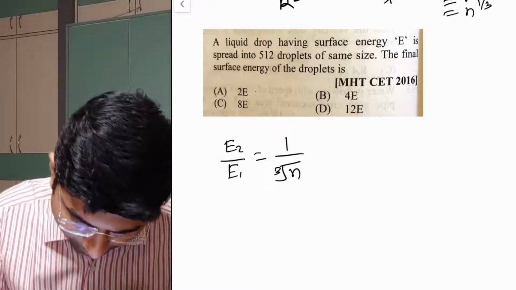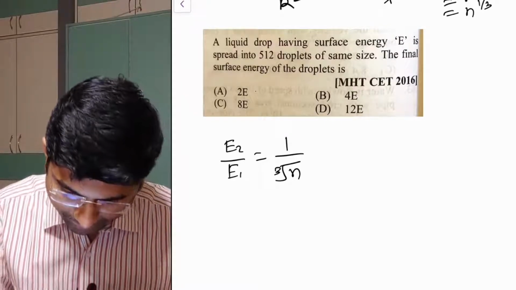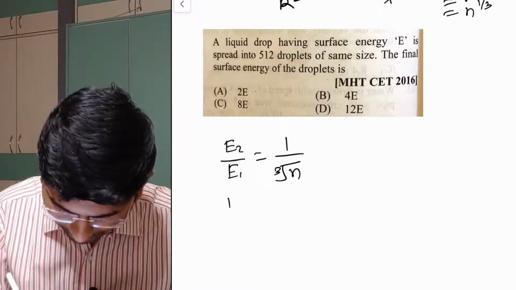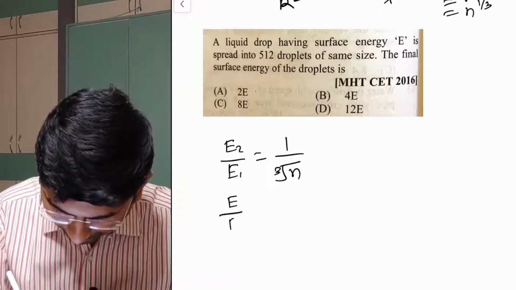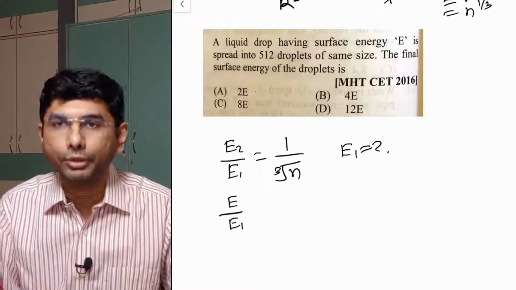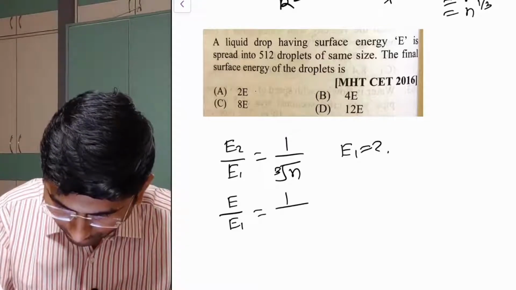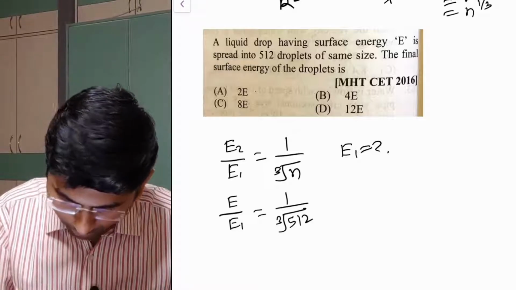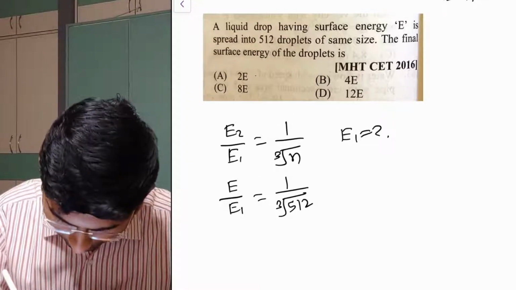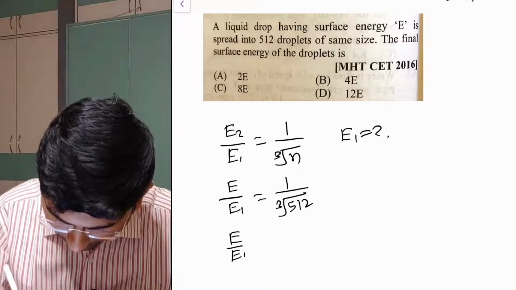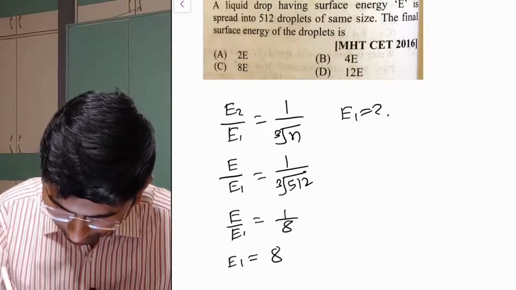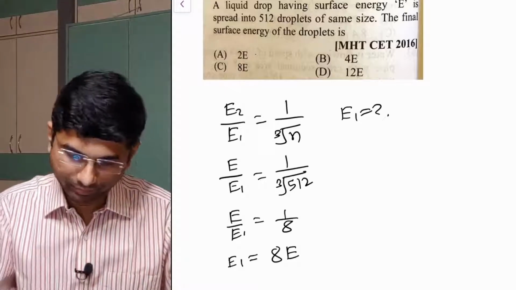Now what is our E? The liquid drop has surface energy, initially given as E, and we need to find out E1, the final energy of the droplet. Here we have the cube root of 512. Now 512 is the cube of 8. So it can be written as E upon E1 is equal to 1 upon 8. Therefore E1 is equal to 8 times E. That's our answer.